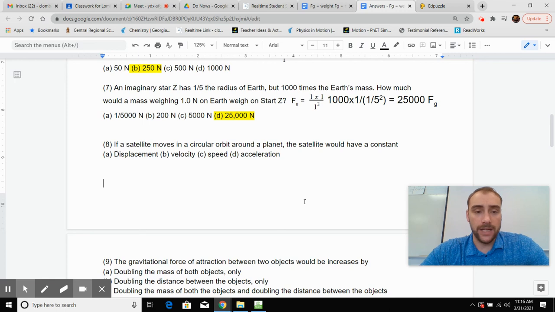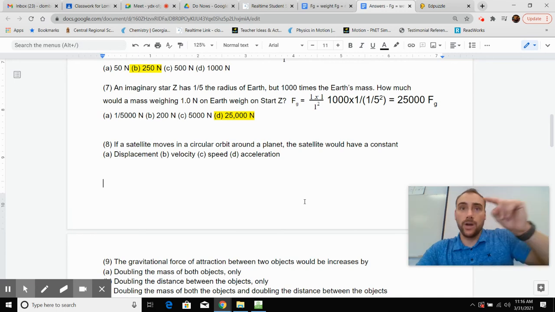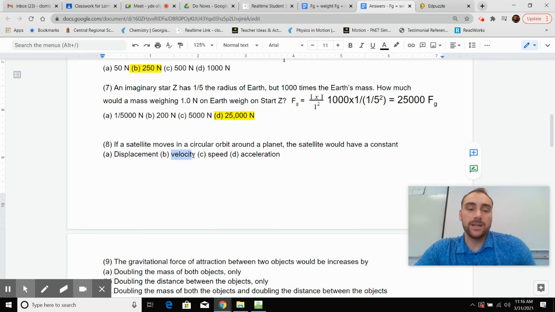Satellite. Okay, if a satellite moves in a circular orbit, so if you just do a circle, like with your finger, and you kind of keep doing that, what is going on? Can you make that at a constant speed? Yeah, you definitely could. What about constant velocity? Nah, why? Because velocity is speed with a what? Direction. So if you're going in a circle, you're constantly changing direction, so you can't have a constant velocity.